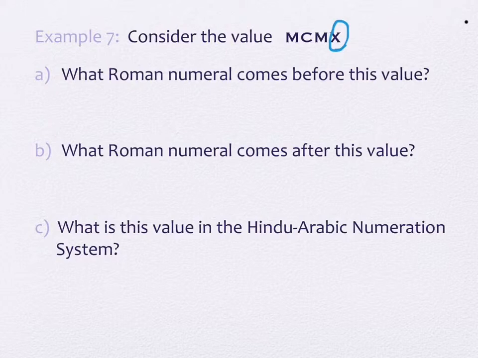So what does that X represent at the end? 10. So if I want it to be 1 less than that, that would be the number 9. And how do I write a 9 in Roman numerals? IX. So the part that's circled in blue is being replaced with IX, and everything else stays the same. MCMIX.